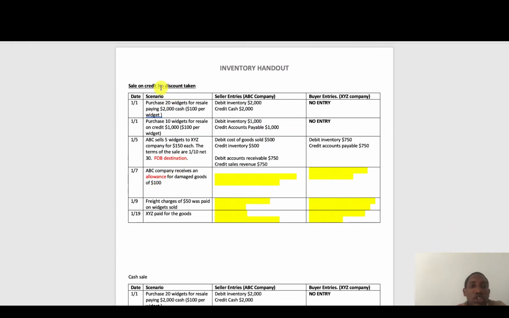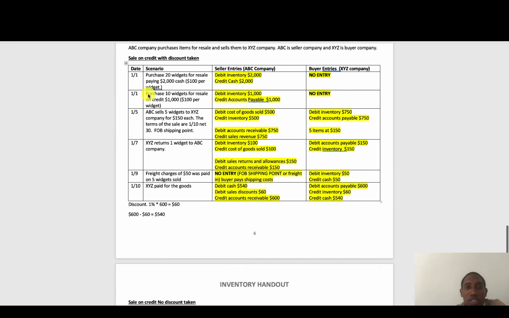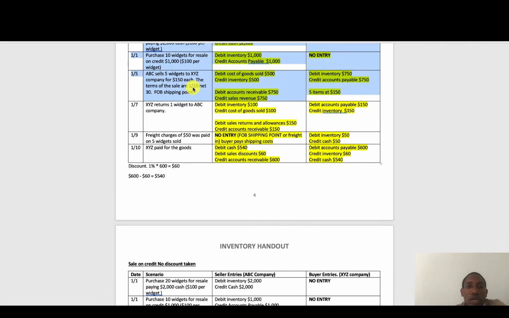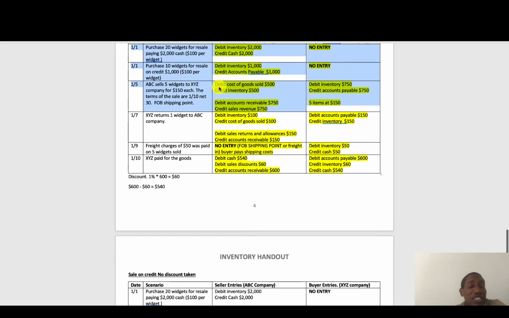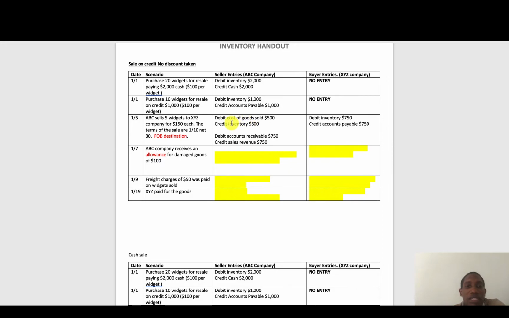So the changes are no discount taken for this scenario. Instead of FOB shipping point, it's FOB destination. And instead of having a return, we have an allowance, so you can be introduced to that. Now, the interesting thing is the first three entries are the same. So the entries on January 1st and January 5th are the exact same entries that we have up here, so you can go ahead and look at 6E, part 1, part 2, to see those entries because they're the exact same. So I won't review them again in this scenario.